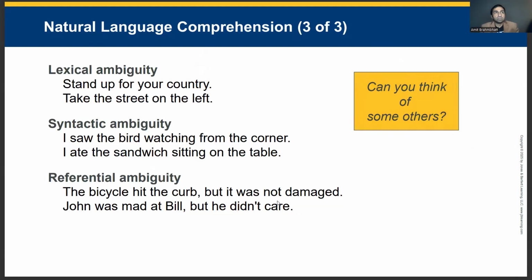Slide 46, Natural Language Comprehension, 3 of 3. This slide gives more examples of each type of ambiguity. For instance, a sentence like, "I ate the sandwich sitting on the table," could be interpreted in multiple ways. AI must handle these ambiguities using context, probability, and large language models. Identifying ambiguity is an essential step in comprehension.